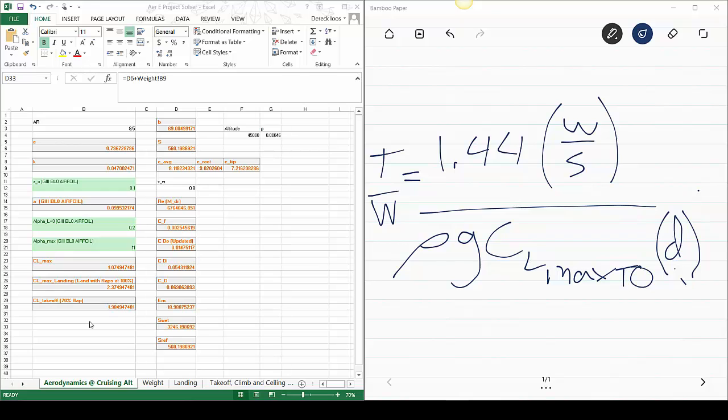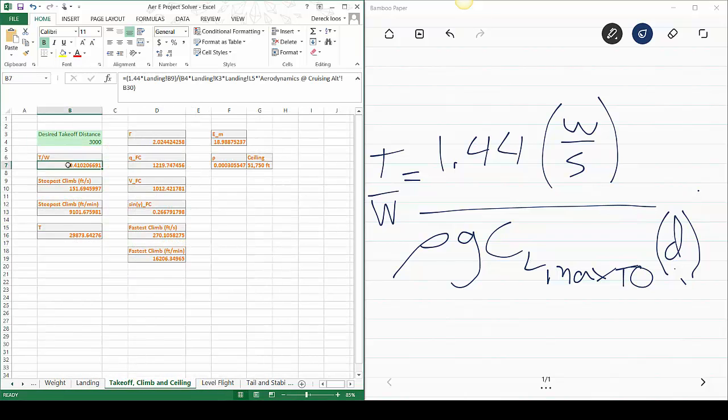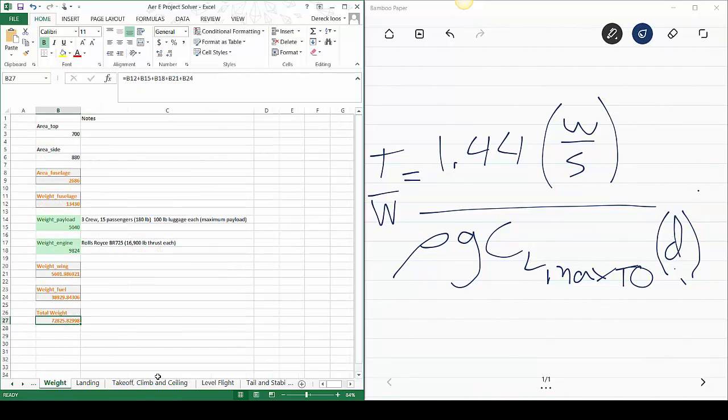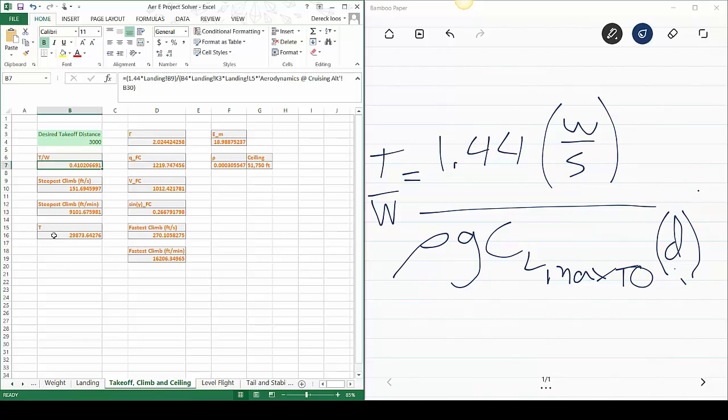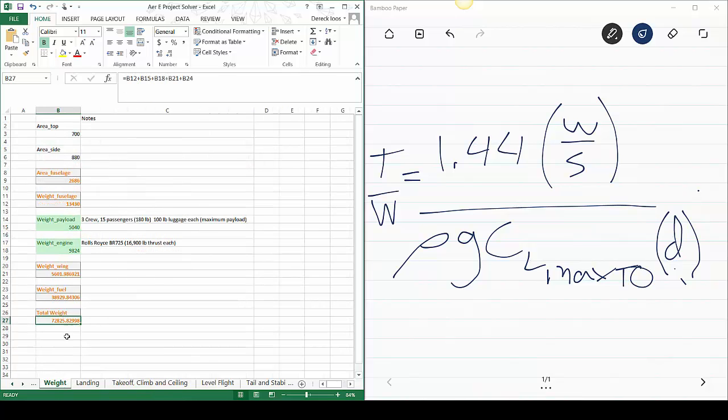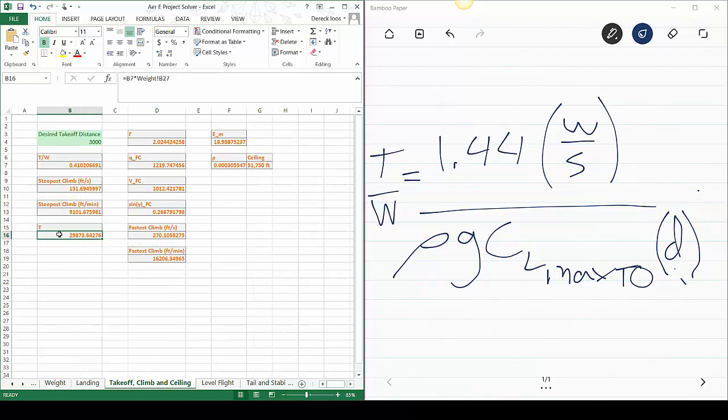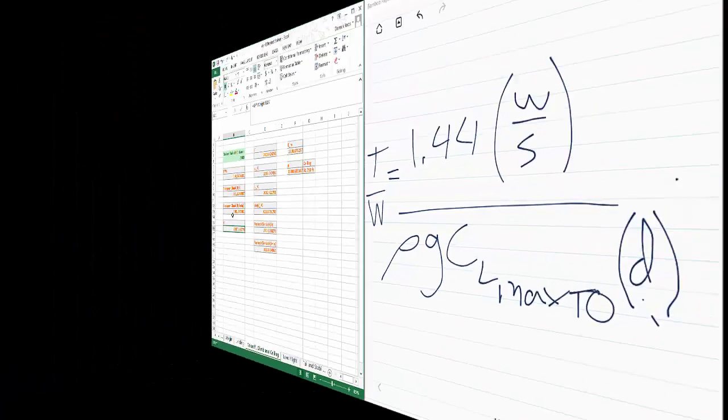And with this T over W value, we can now just take T over W and multiply it times our current weight. As you'll see here for our thrust, which is noted as T, the equation is B7, which is our T over W, multiplied times weight B27, which is our current weight. And that will yield the thrust you will need to take off in the distance you want.